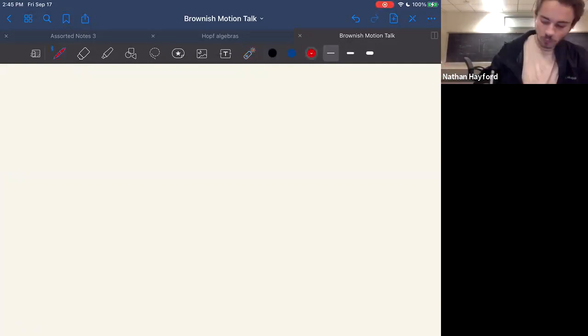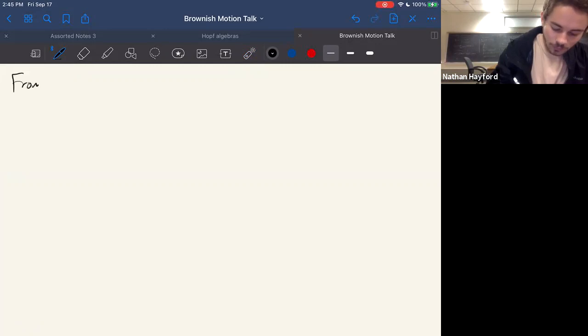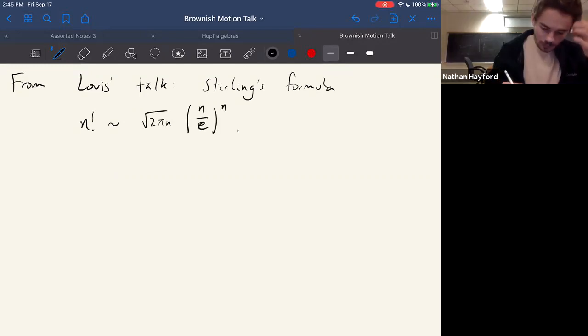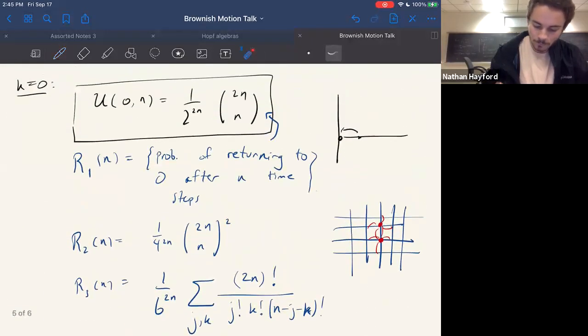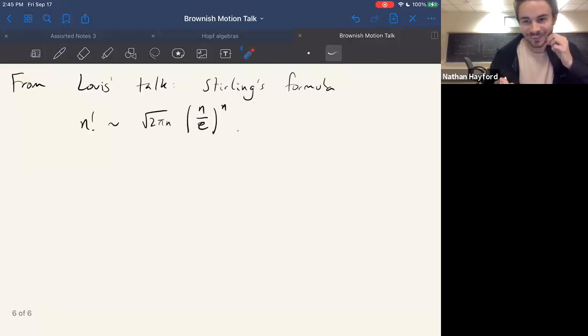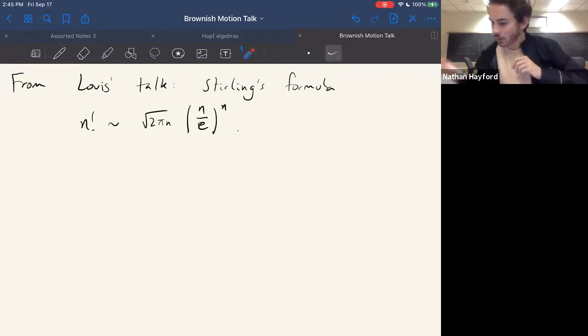So I think we can actually rely on one result from Lewis's talk last week. It's not anything deep. It's just going to be Stirling's formula, which says that n factorial goes like root 2 pi n, n over e to the n. And eventually we'll use this expression to write out the asymptotics of each of these things individually. And don't worry, I won't do it explicitly, so you don't have to sit through me trying to calculate things for 15 minutes.